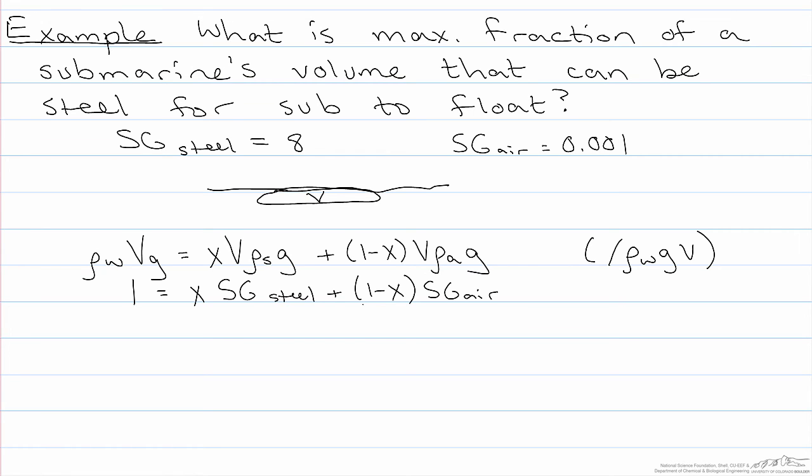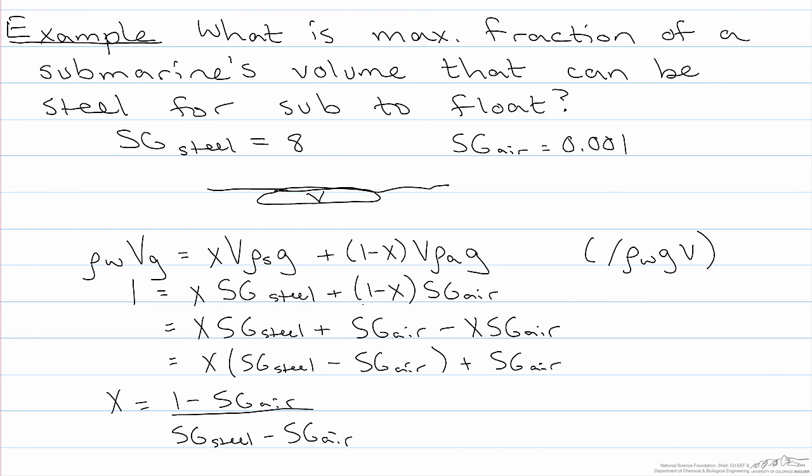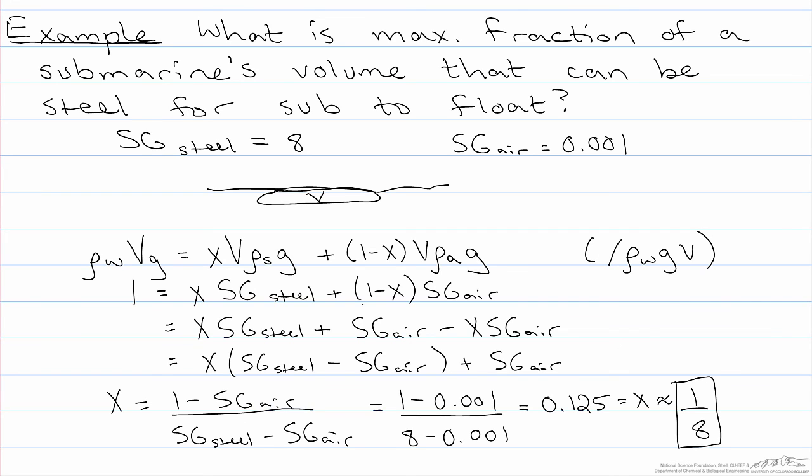Then we end up with 1 on the left-hand side is equal to the fraction of the volume that is steel times the specific gravity of the steel, plus the fraction that is air times the specific gravity of the air. Rearranging this equation, we can solve for x in terms of the specific gravities of the air and of the steel, and then we can plug in numbers and solve for the maximum fraction of the submarine that can be steel. In the end, we find that 1/8 of the volume of the submarine can be steel in order for it to still float.